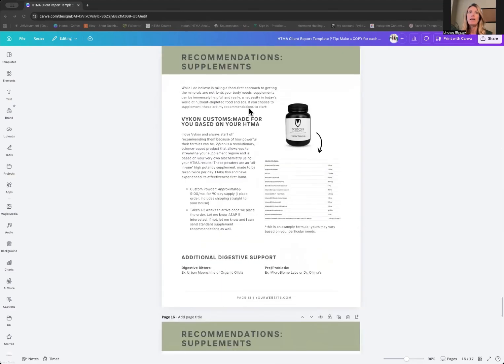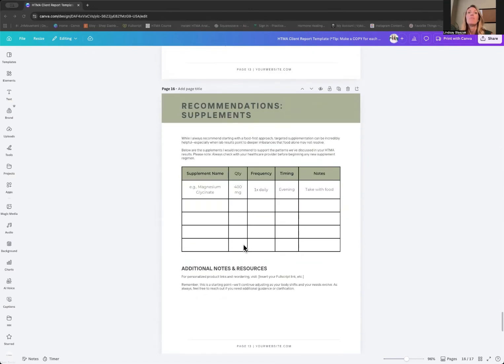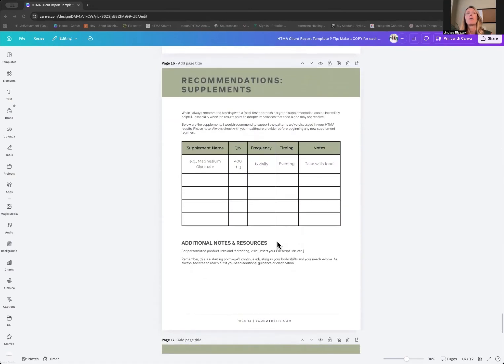In supplements, I use Vicon in my practice, so I had a page that walked them through that and kind of gave an example of what Vicon looked like, what they would expect. And again, if I had email delivered this only, they could literally read through this and understand the process. And then if we weren't using Vicon or I had other additional recommendations that I wanted to put in as far as supplements, I had another page that was just a simple table.